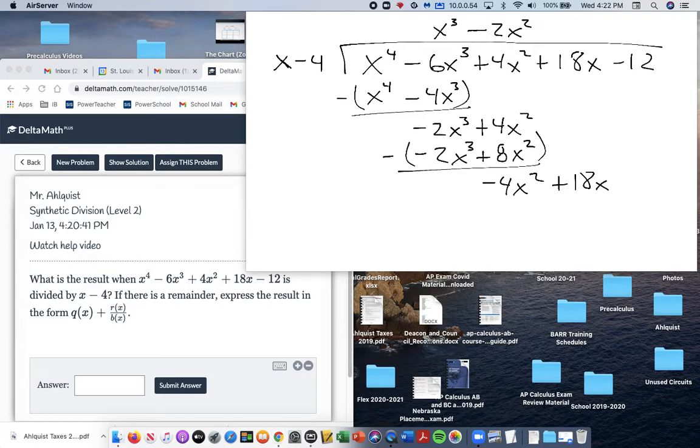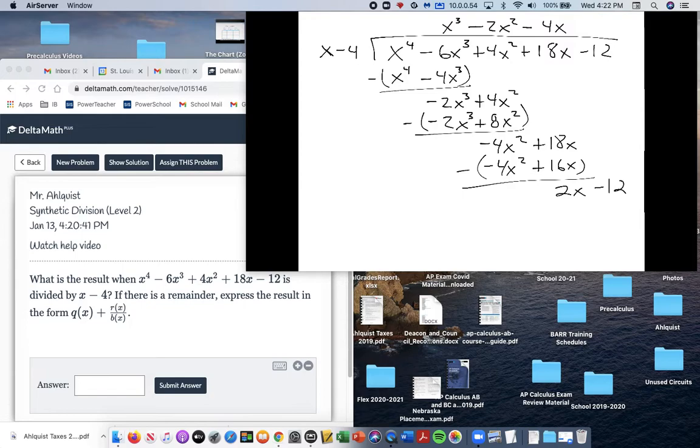I know that I'm going fast, so if you need to kind of slow down and write as I go, please do. Multiply this next one by minus 4x. So I got negative 4x squared plus 16x. If I subtract these, I got 2x and minus 12. And then finally, if I do plus 2, this would be 2x minus 8. And if I subtract on this, I end up with negative 4.